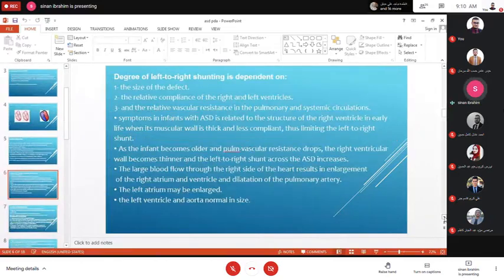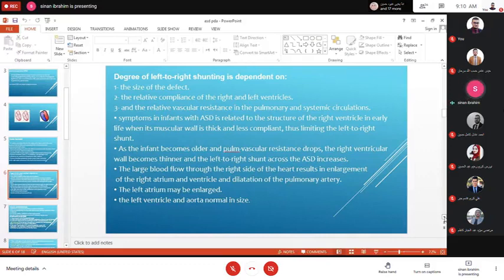What does the degree of left-right shunting depend on? Usually, first, on the size of the defect and the relative compliance of the right and left ventricles, and third, the relative vascular resistance in the pulmonary and systemic circulation.